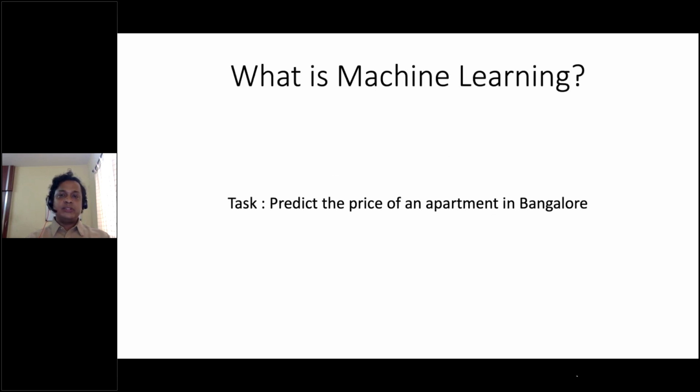So let's start. What is machine learning? To understand what machine learning is, we'll pick up an example task. We'll try to predict the price of an apartment in Bangalore.